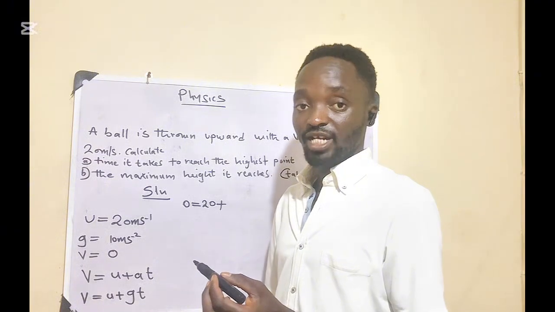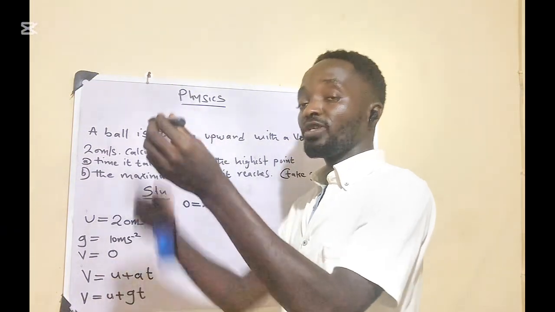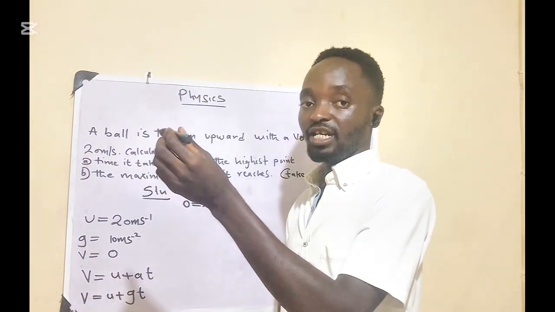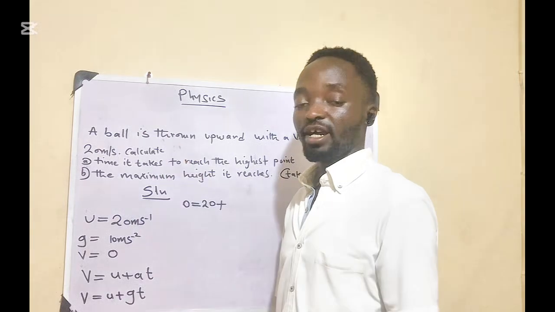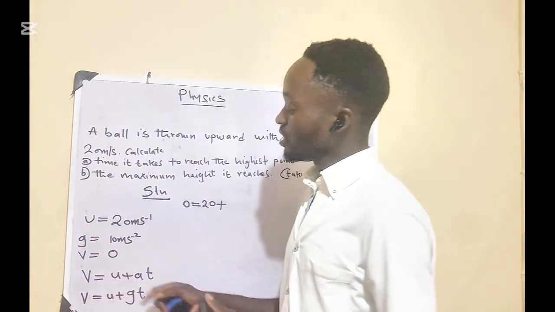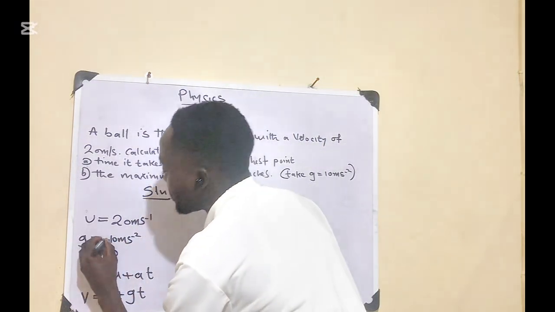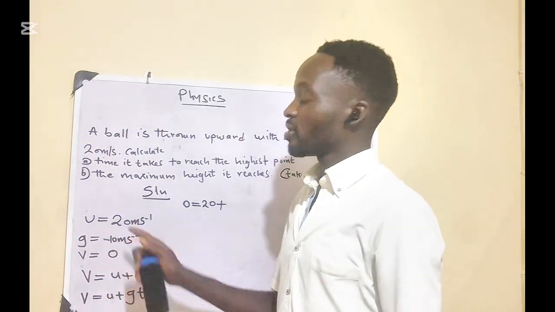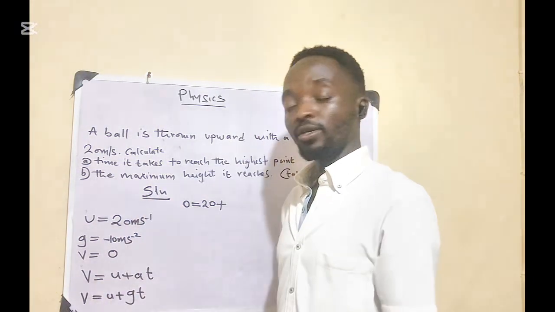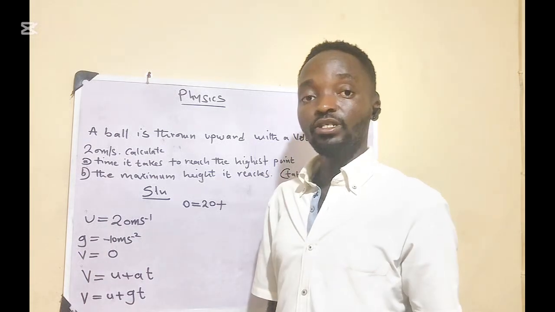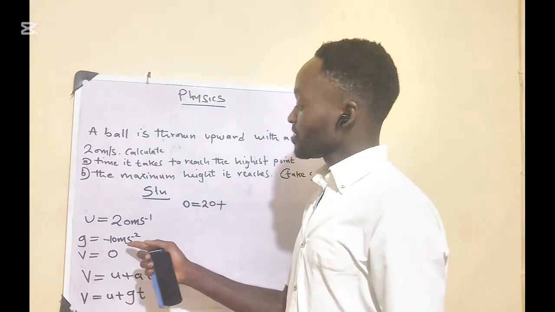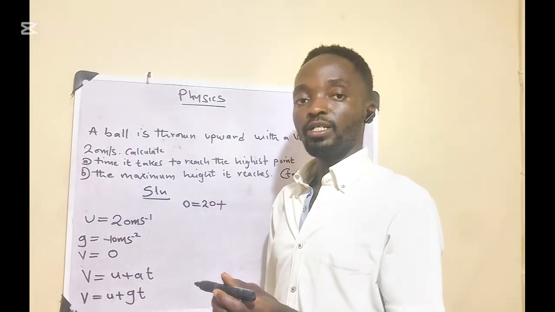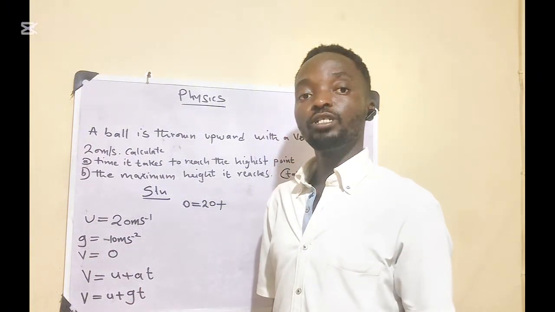So because of that, if I throw something up, it is going against gravity, because gravity is trying to drag it down while the marker is going up. So g is going to become negative. But if the ball was falling down, then g is going to become plus. So if something is falling down, the value of g is going to be positive, but if something is going up, the value of g is going to be negative.